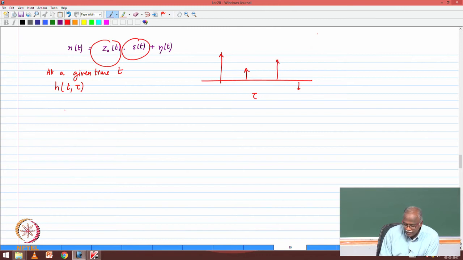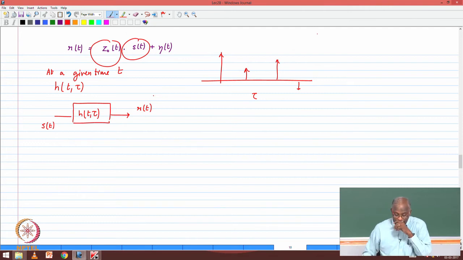Now, if you were to ask me, forget about the time variation, but tell me how to classify the system, I would say, okay, I am feeding in S of t. There is a black box which is introducing some multipath components, h of t comma tau. T is fixed, tau is the one that is the variable here. It produces for me another output signal r of t, which has got different delayed versions of these components.